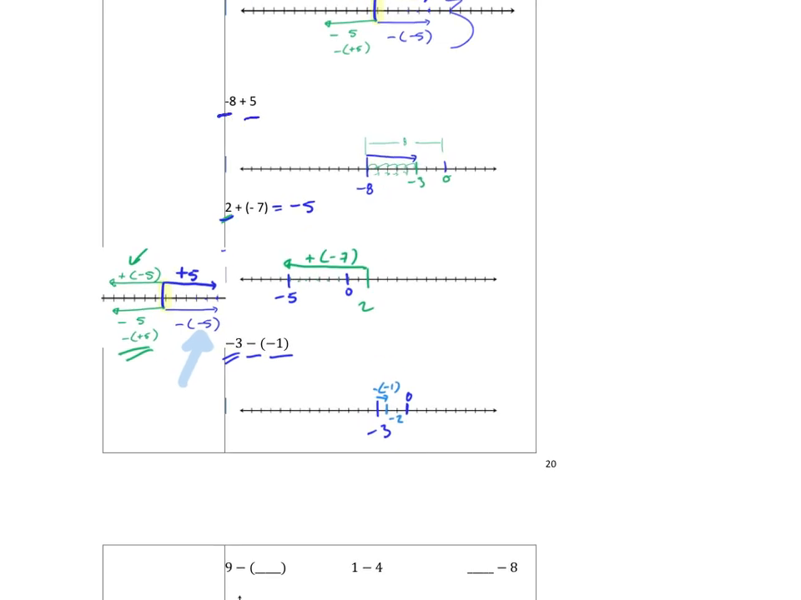Okay, so here we see we can start at a negative and add 5. We go to the right. We start with a positive, add a -7. We go to the left. We start at a negative and we subtract -1. We go to the right. That's the hard part to remember.